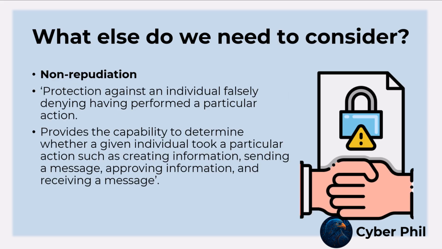What else do we need to consider? Well, this concept of non-repudiation, and this is where we protect against an individual who's able to falsely deny having performed a particular action. This can also be a system. It provides the capability to determine whether a given individual took a particular action, such as creating information, sending a message, or approving information, and of course also the reverse in receiving stuff. And non-repudiation goes hand in hand with technologies such as digitally signing code or digitally signing emails.